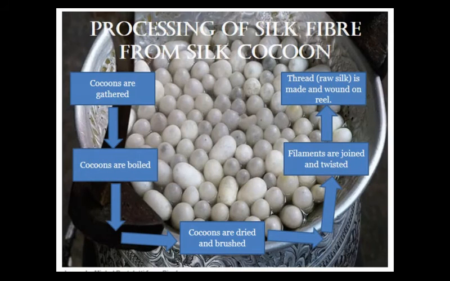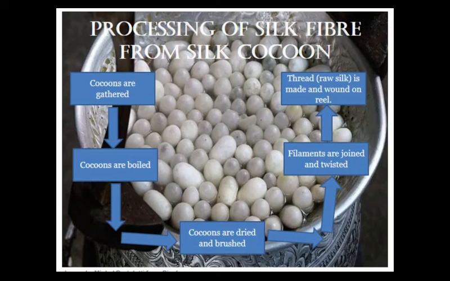Now the processing of silk fiber from silk cocoon. First of all, the cocoons are gathered. Then these cocoons are boiled. By boiling these cocoons, the insect is killed and also the gummy substance which holds the thread is removed. These cocoons are then dried and brushed.